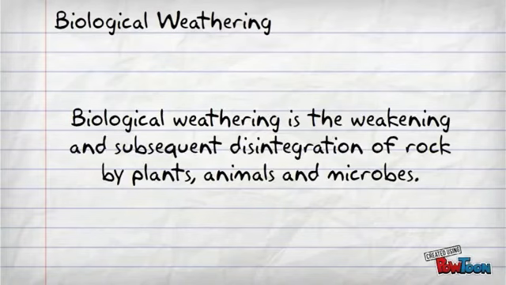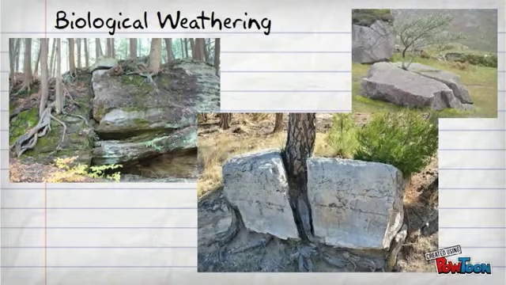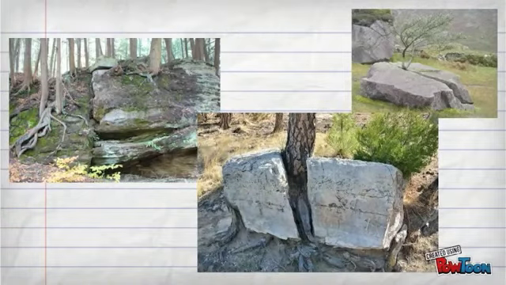Biological weathering is the weakening and subsequent disintegration of rocks by plants, animals, and microbes. Plant roots can exert stress or pressure on rocks. Although the process is physical, the pressure is exerted by a biological process.